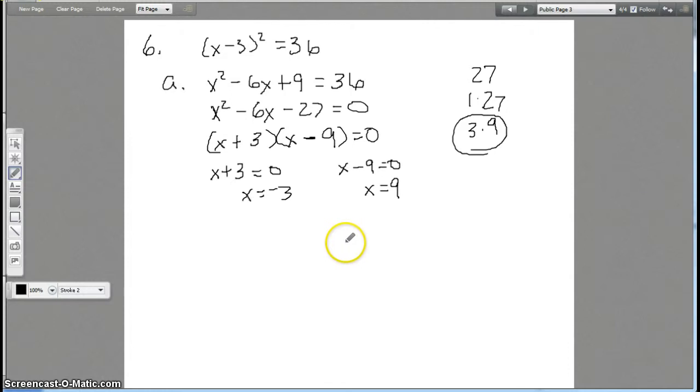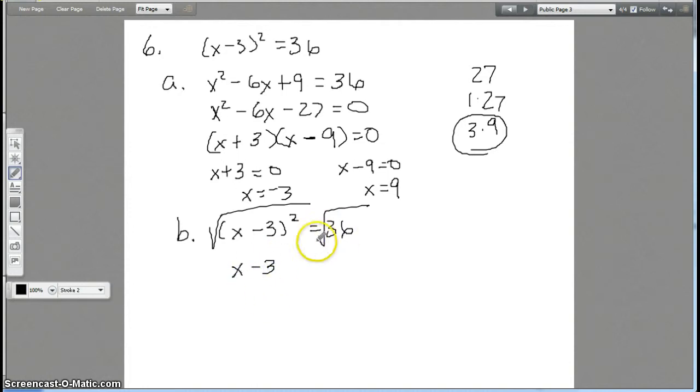Okay, for part B, it says to solve the equation by the square root method. So let's go back to our original equation. We have x minus 3 squared equals 36. To solve it by the square root method, we just take the square root. So I'm going to write that down. We're square rooting both sides. When we take the square root of a square, we have just what was inside of it.